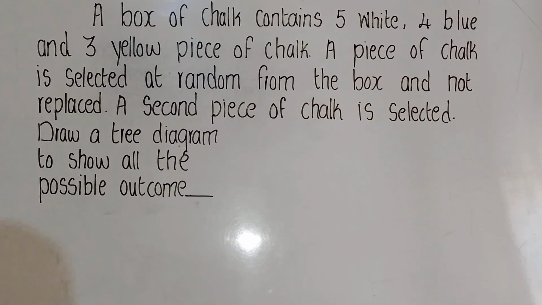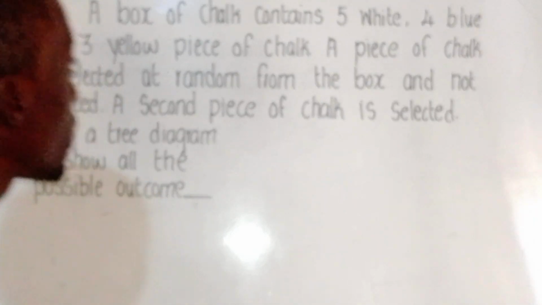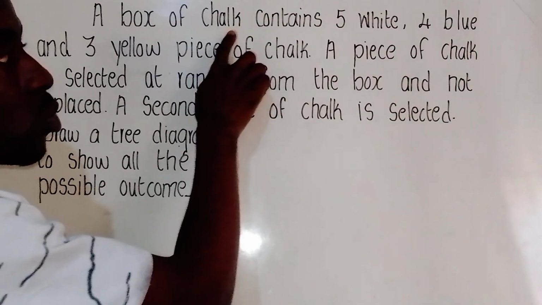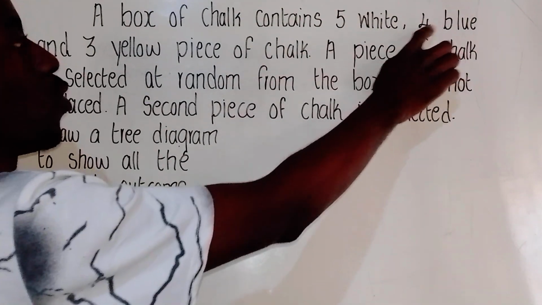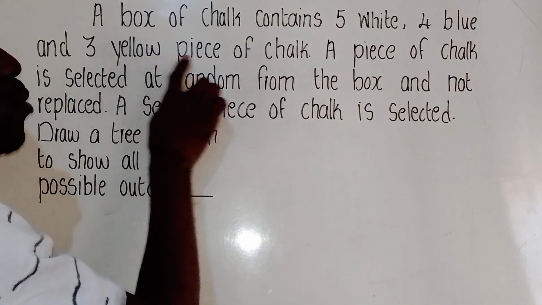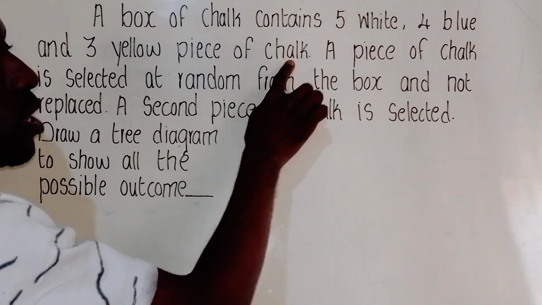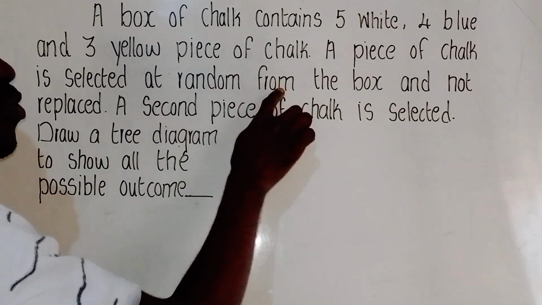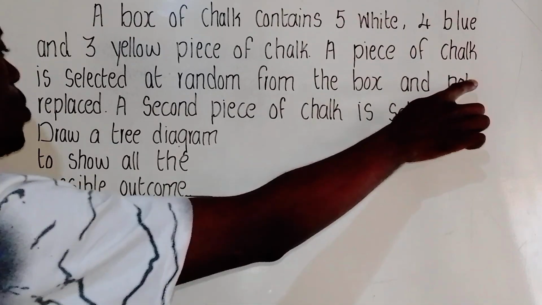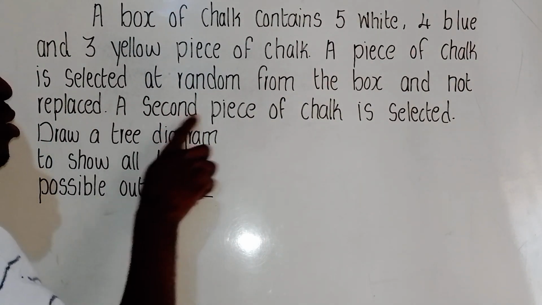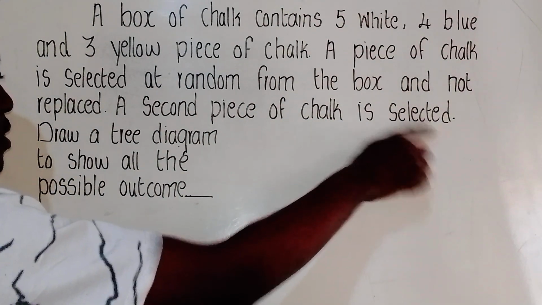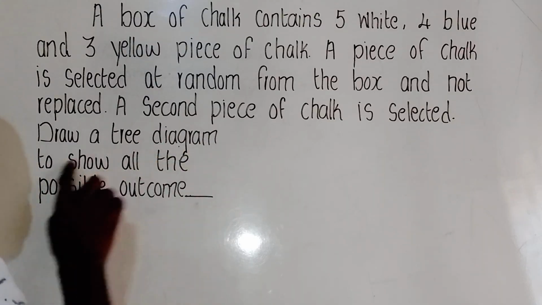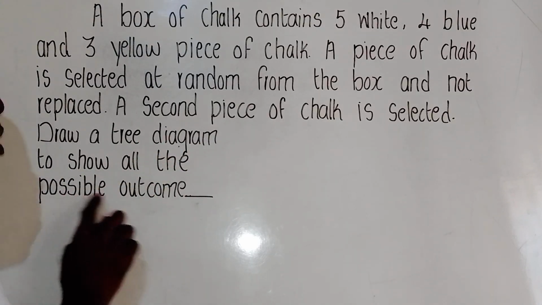Okay, so we have a mathematics question that says a box of chalk contains 5 white, 4 blue, and 3 yellow pieces of chalk. A piece of chalk is selected at random from the box and not replaced. A second piece of chalk is selected. Draw a tree diagram to show all the possible outcomes.